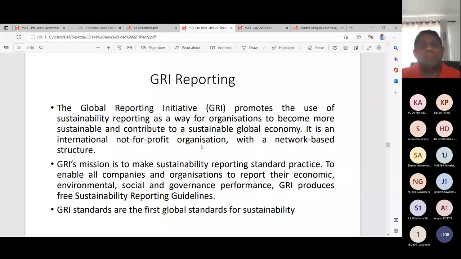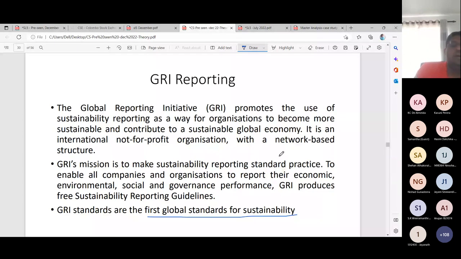GRI reporting. So what is GRI report? I'm sure that you have learned this one. GRI reporting is the first global standard for sustainability reporting. That's the first thing you want to know, right? First global standard for sustainability.